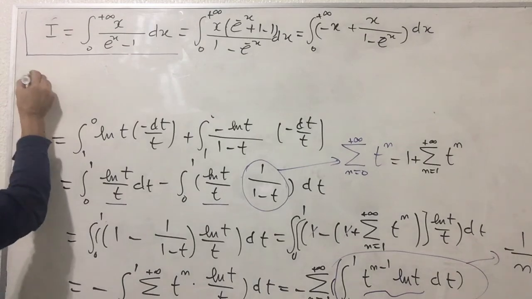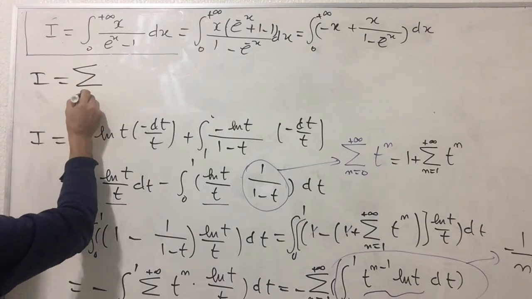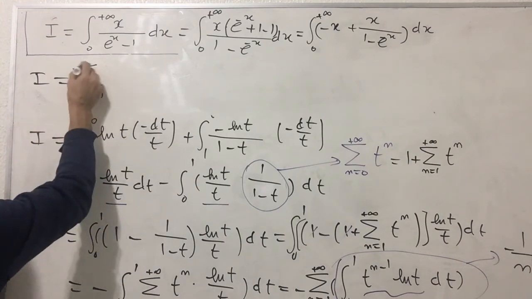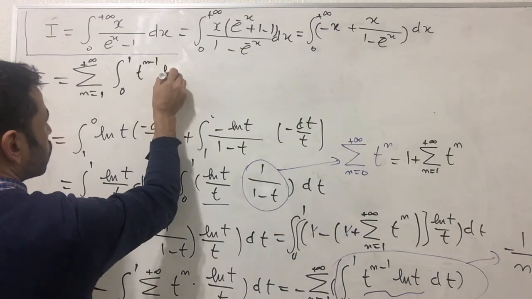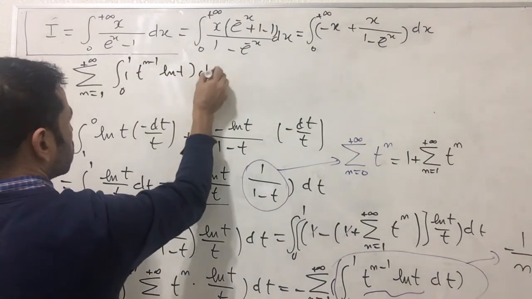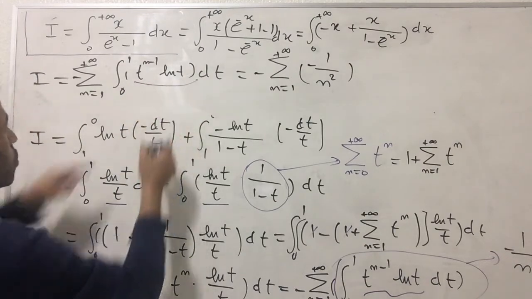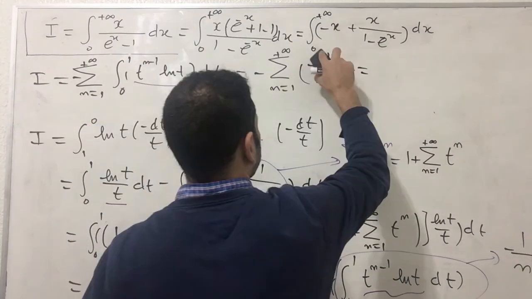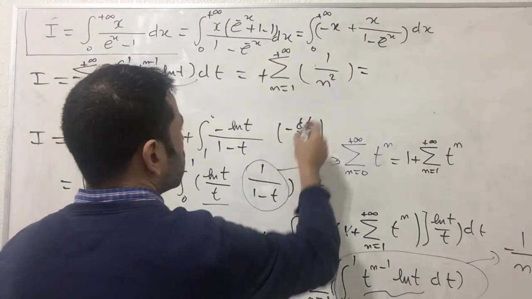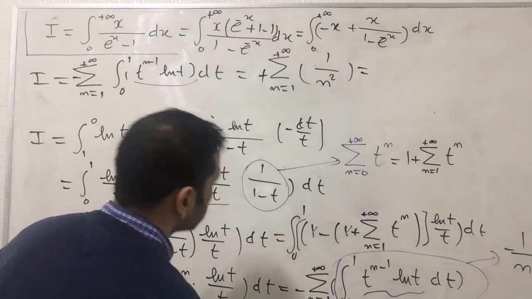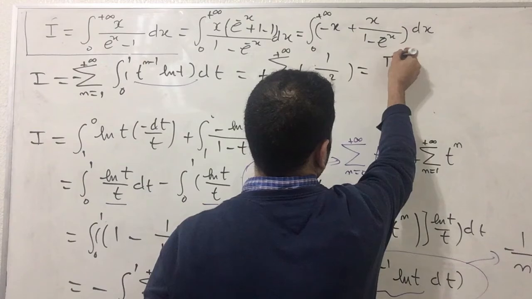Now the integral I is equal to the sum as n goes from 1 to plus infinity, because we found this integral equal to minus 1 over n squared. This minus sign will be cancelled out with this minus sign, so we'll have plus here. This one is a more famous sum, okay, equal to pi squared over 6.